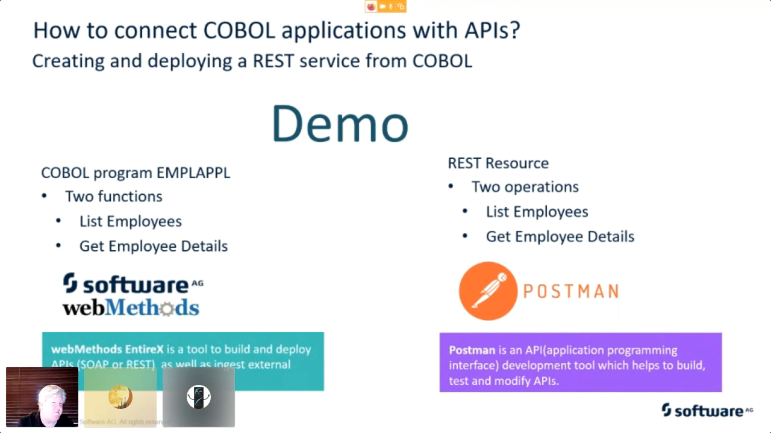So we're going to do a quick demo with the Software AG webMethods solution so we can actually take a look at some COBOL code, look at some of those programming considerations that we talked about. It's going to be a simple COBOL program called Apple. Two functions within that, two capabilities. It lists the employees and it gets an employee's details. What we're going to do is publish that out as a REST resource with two operations, two functions, list employees and get employee details.